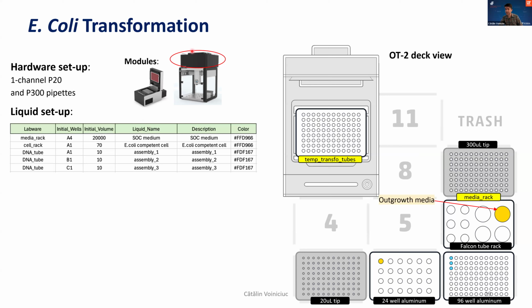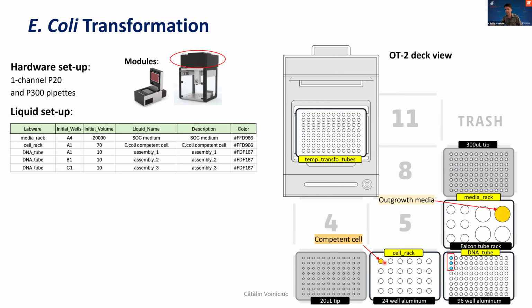Thanks to a HEPA filter that can be mounted on top, and we have to say this is a fairly expensive addition. It costs as much as the robot itself. We can then have aseptic airflow underneath, in the working surface. We can also use a thermocycler module to have temperature conditions that can be rapidly changed. And this allows us to do bacterial transformation.